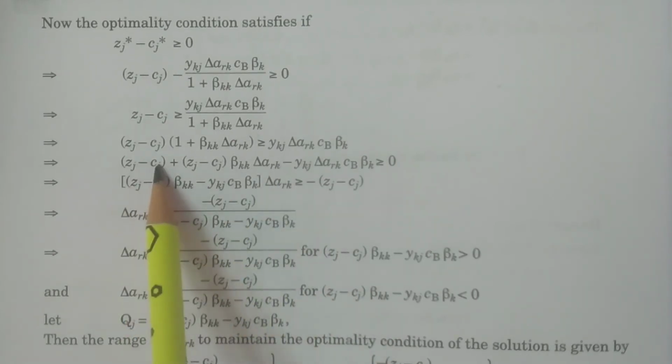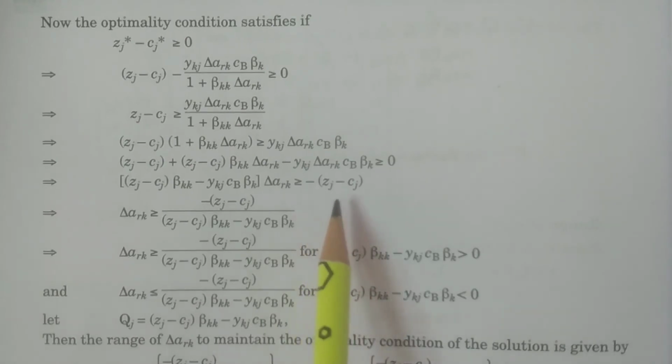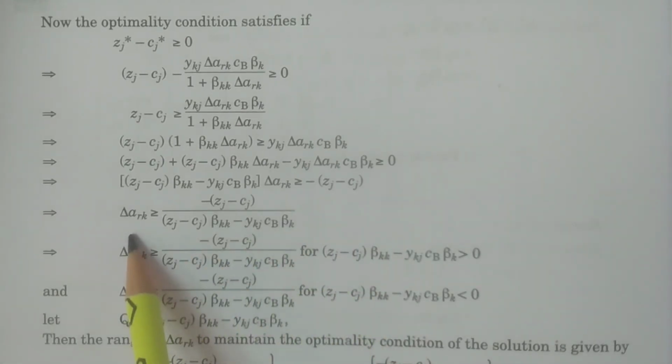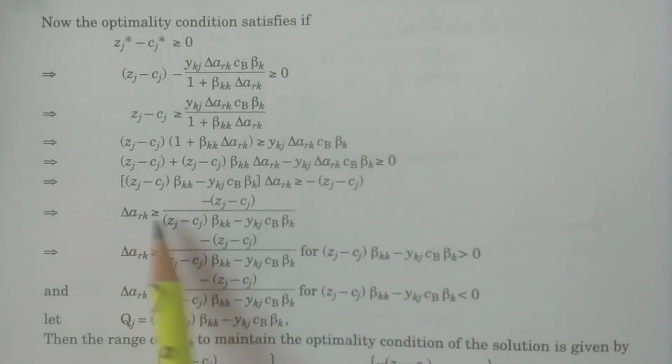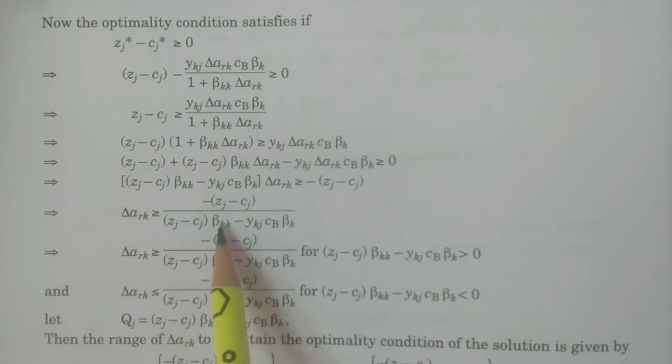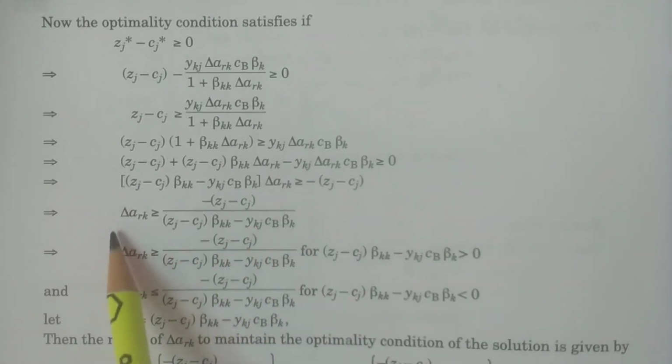taking Zj minus Cj to the right-hand side, minus of Zj minus Cj. Now, delta Ark is greater than or equal to minus of Zj minus Cj divided by Zj minus Cj into beta kk minus Ykj Cb beta k. This is the condition.